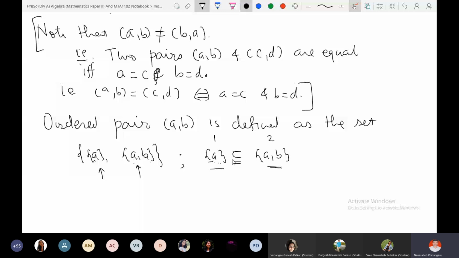We'll try to discuss this later on when we understand the relations, right? And then there is a partial order relation kind of thing, right? The order relation is there, but for simplicity, you just remember what is ordered pair? It is a collection of two sets, right?